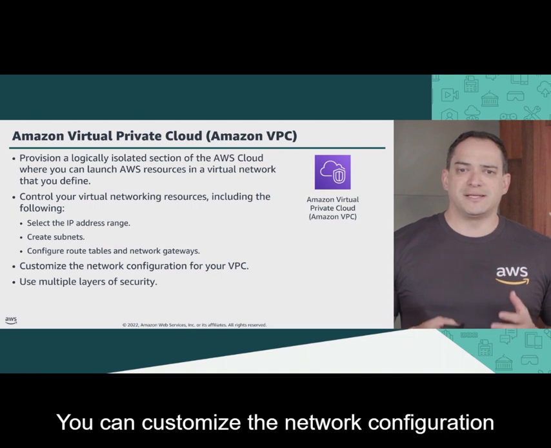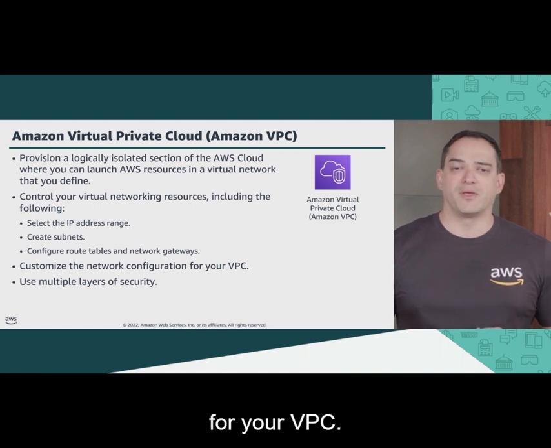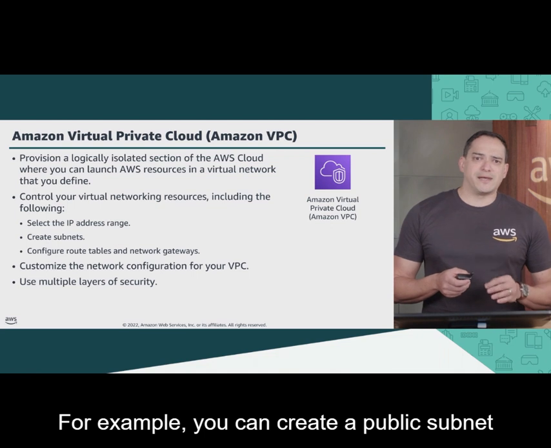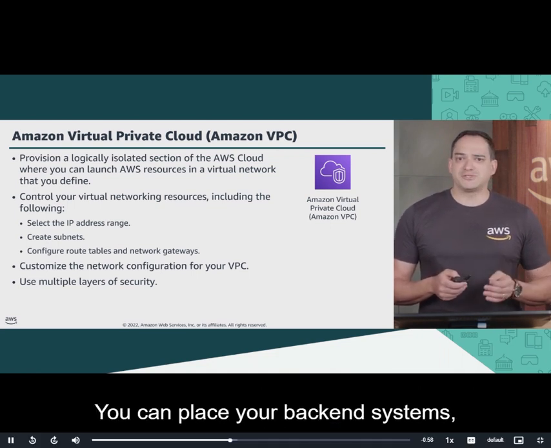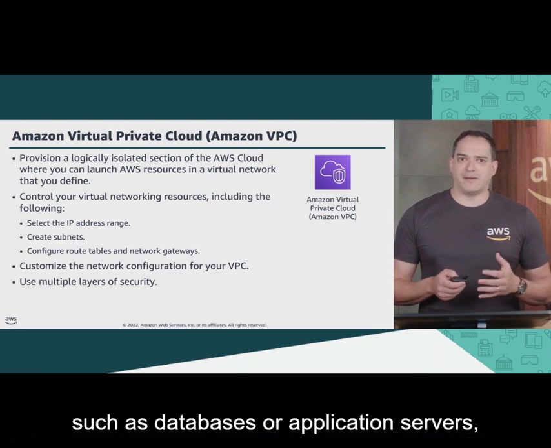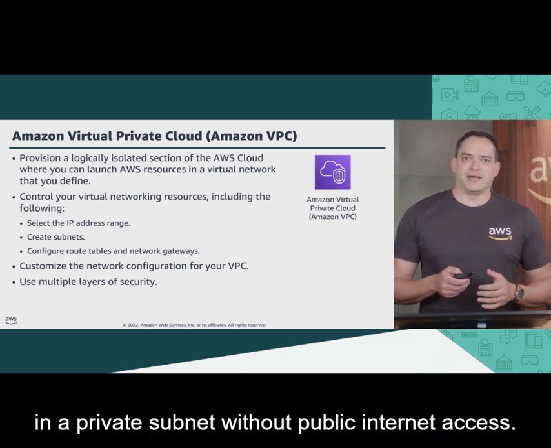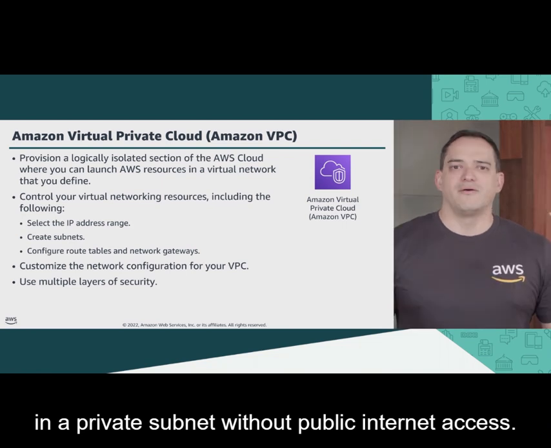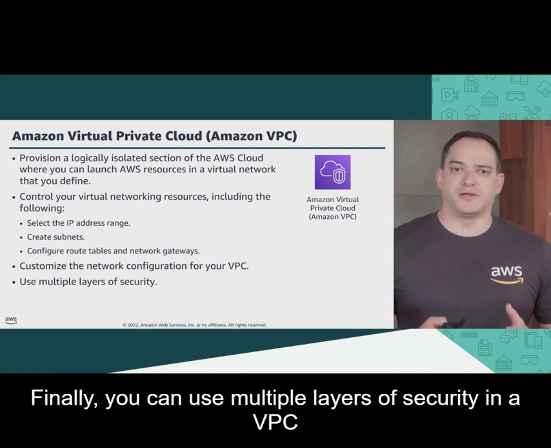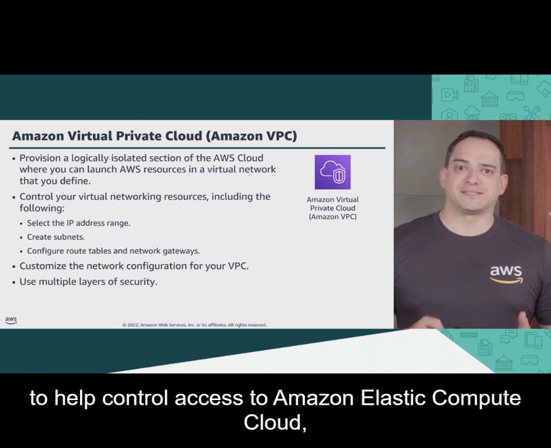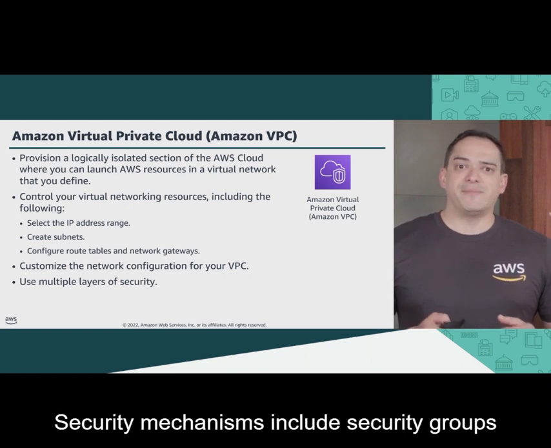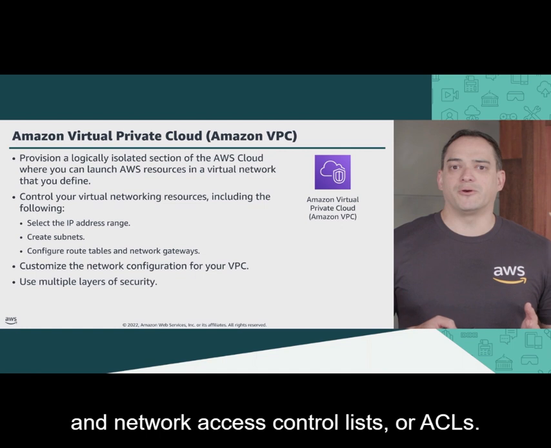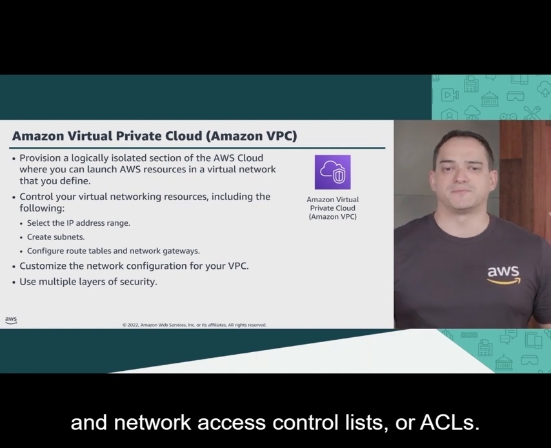You can customize the network configuration for your VPC. For example, you can create a public subnet for your web service that can access the public internet. You can place your backend systems, such as databases or application servers, in a private subnet without public internet access. Finally, you can use multiple layers of security in a VPC to help control access to Amazon Elastic Compute Cloud, or Amazon EC2, instances in the VPC subnets. Security mechanisms include security groups and network access control lists, or ACLs.